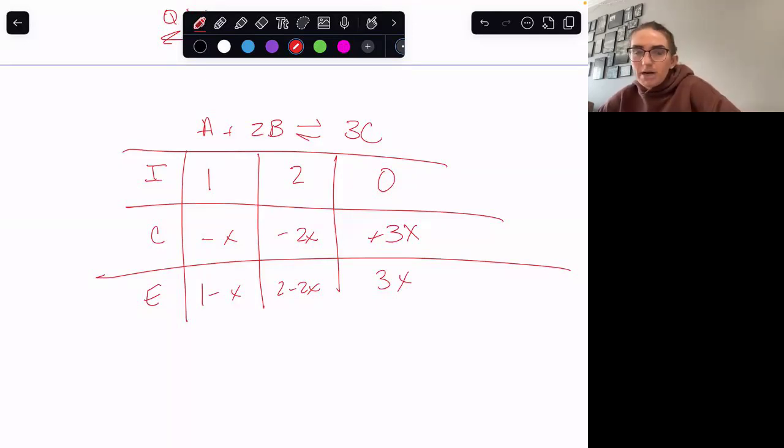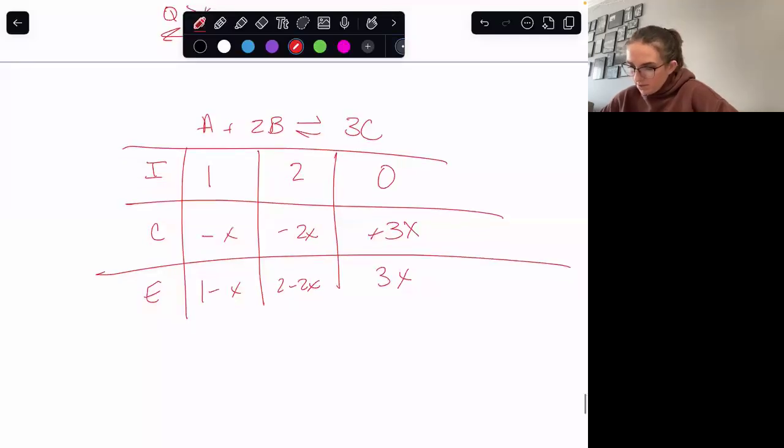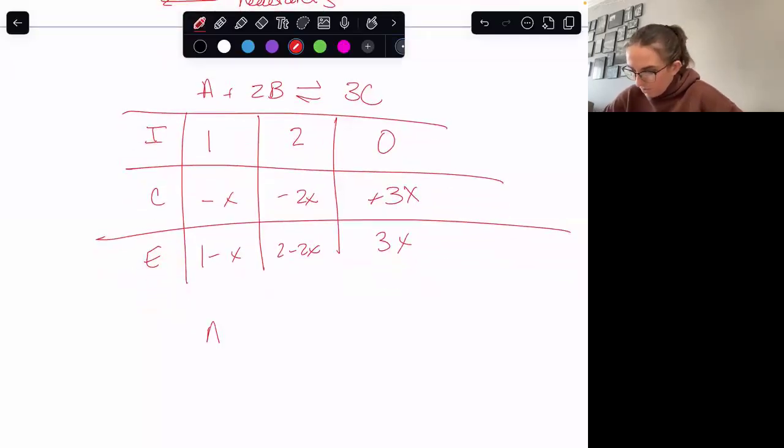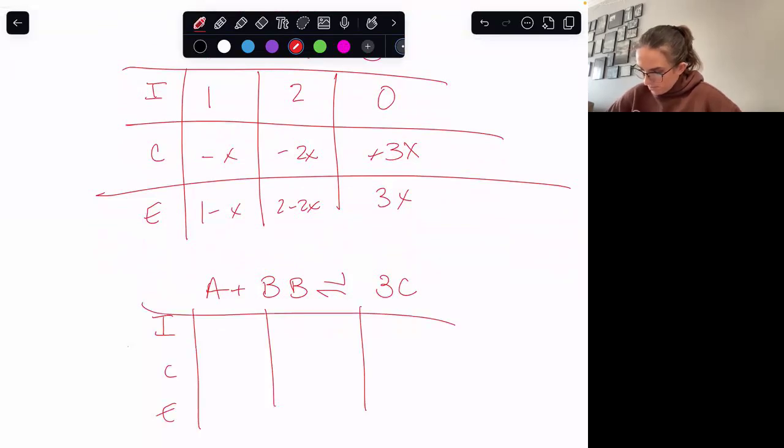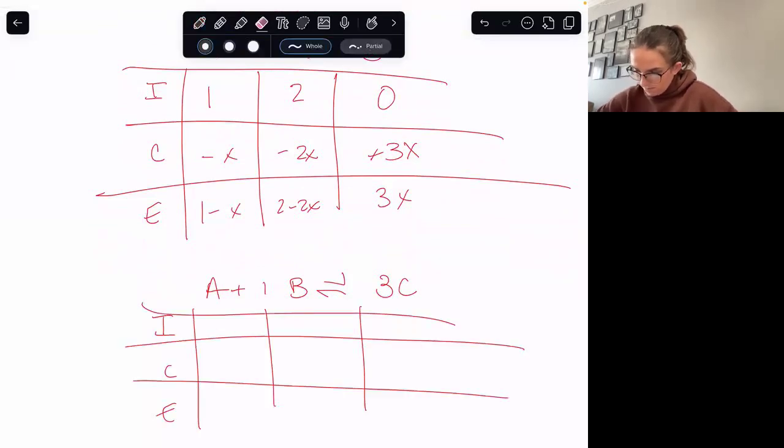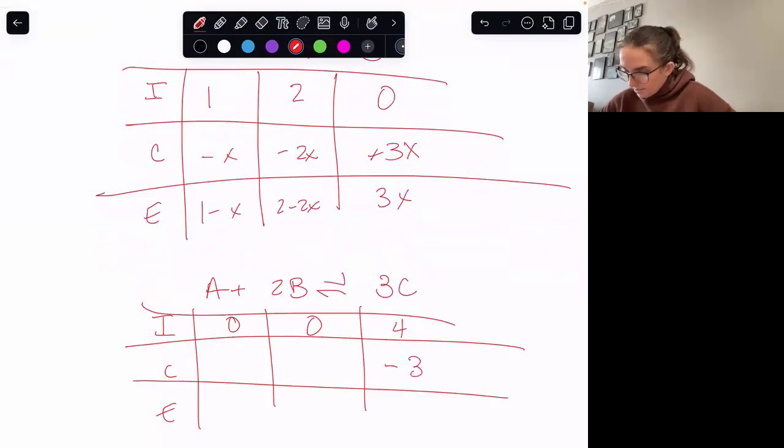Sometimes you'll see a minus sign for the products, and that's just because, instead of starting off with reactants, maybe you have the question. For your ice table, you start off with 4 of this and 0 of these. So if you start off with no reactants, then you have to make reactants. So this has to be minus 3x, this is plus 2x, this is plus x. Yep, it's for the reverse reaction.